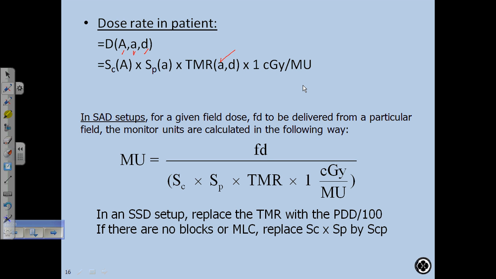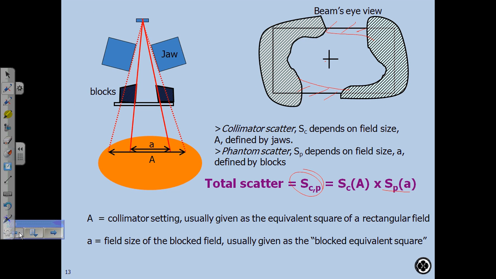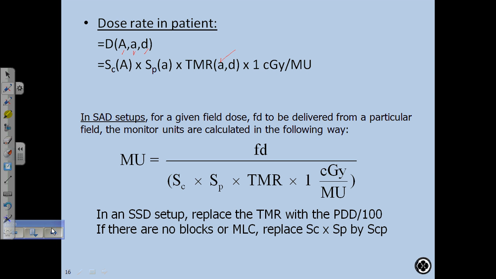Okay. So, again, going back to this picture, I'm looking at this representation here, blocks, this also could be MLC. TMR depends on the blocked field, not the collimated field, because TMR depends on the scatter in the patient. So that's important, because when you're doing a new calc, you need to make sure you look up the right field size. So remember that.